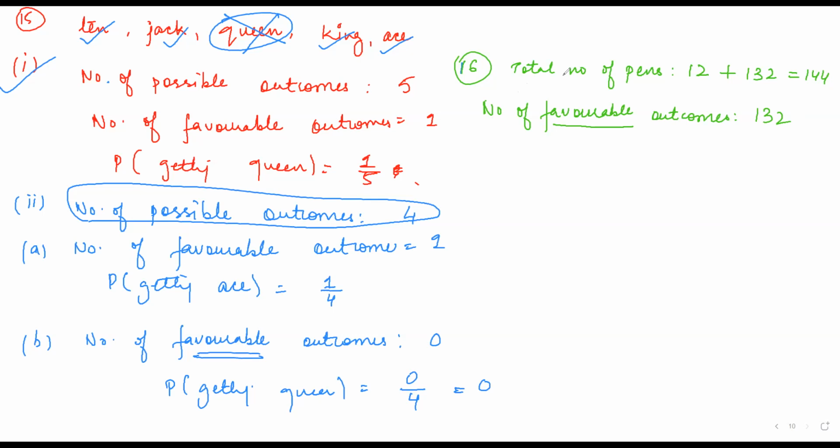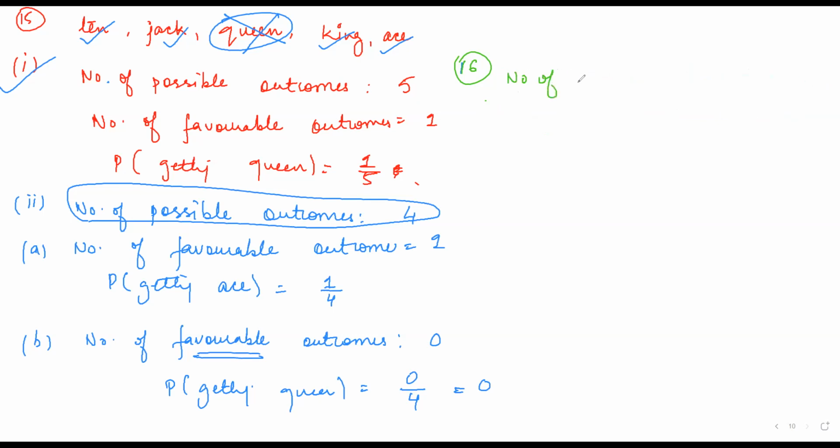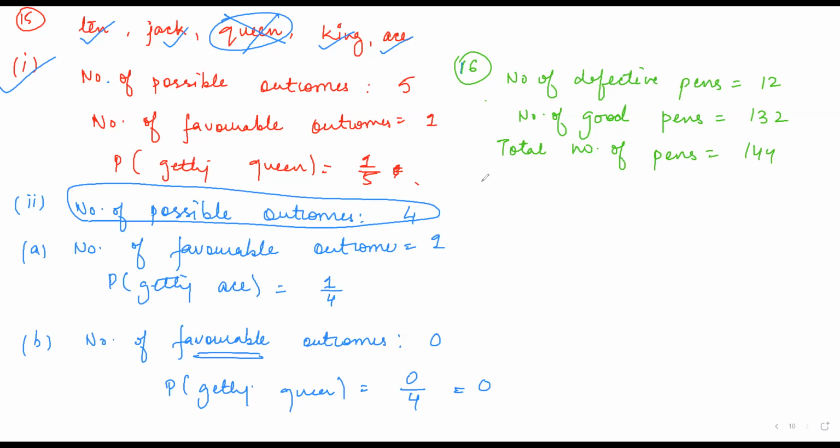Or you can, I think, just 1 minute. I think you should separately, before writing even the total number of pens, write down that number of defective pens is equal to 12. And then number of good pens is equal to 132. So total number of pens are actually 144. Or in terms of probability, you can say number of all possible outcomes is equal to 144, correct? If we use this probability language. So possible outcomes are 144. Now I want a good pen, right? So number of favorable outcomes are how many? 132, because 132 pens are good.